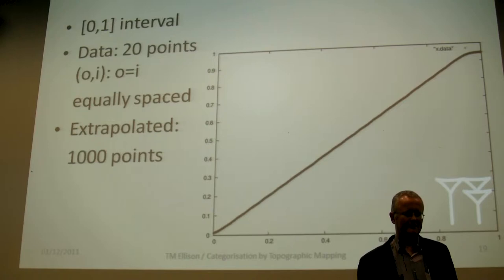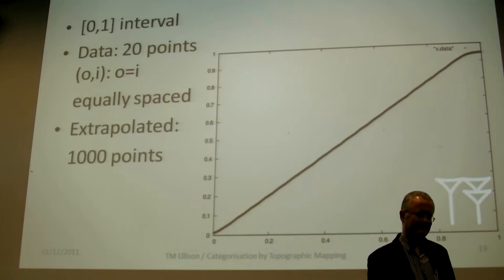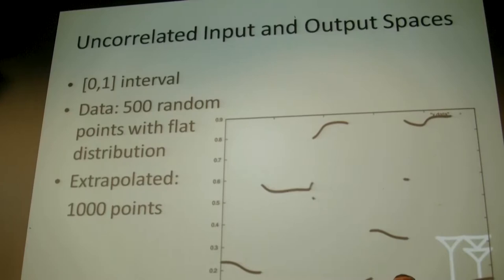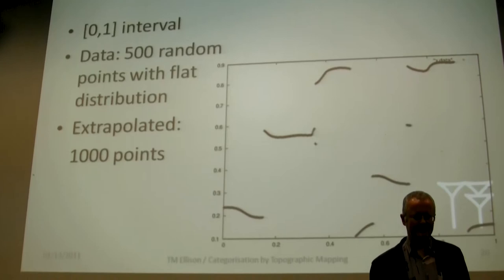And I said extrapolate 1,000 points, and unsurprisingly, we get a mapping that's pretty good, a y equals x sort of mapping. Okay. Not a big surprise, it'd be a pretty poor learner if we couldn't learn that one. But then I wondered, what would happen if you give it 500 random input-output points? I haven't put them on the slide here, but imagine 500 points just scattered over that square, roughly evenly distributed, and subject to the vagaries of chance.